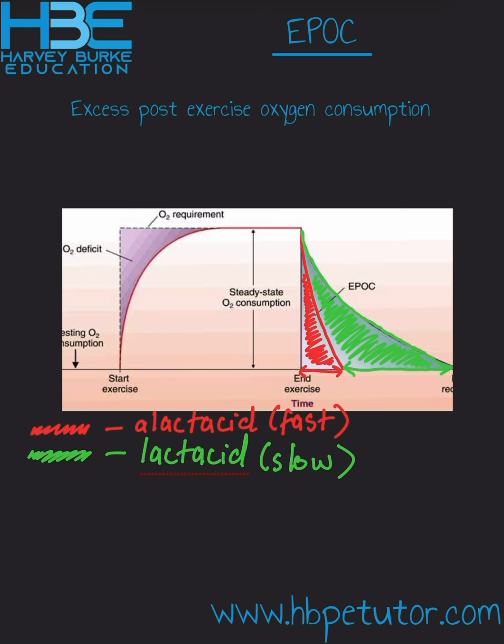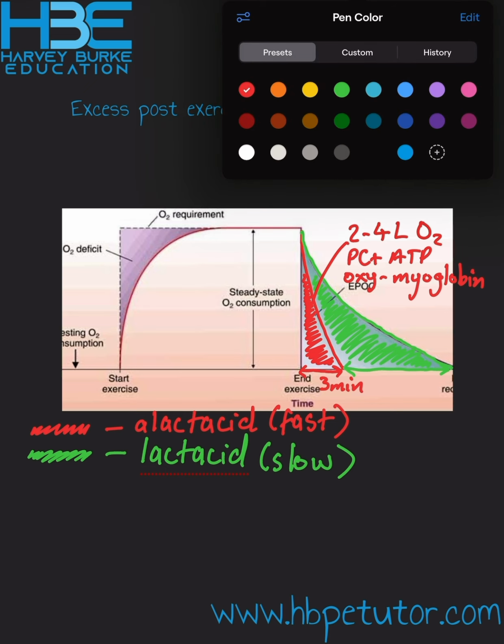And in the alactacid stage, so the fast stage, they want you to know that this takes 3 minutes to complete and it utilizes around 2 to 4 liters of additional oxygen. And you're using that oxygen to replenish your phosphocreatine and your ATP stores, and also to resaturate oxymyoglobin. So that just means to bind oxygen to myoglobin again inside the muscle cells. And that takes 3 minutes to fully complete all of that.